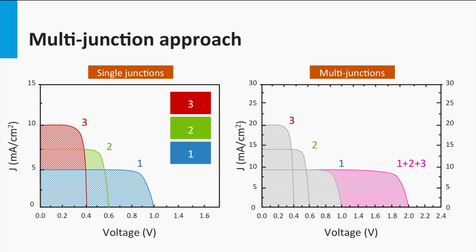The voltages of the individual cells add up in the triple junction like in a series connection. The current density in a series connection is equal over the entire solar cell. This means that the current density is determined by the p-n junction generating the lowest current. The resulting JV curves look like this. The voltages add up and the current is determined by the cell delivering the lowest current.